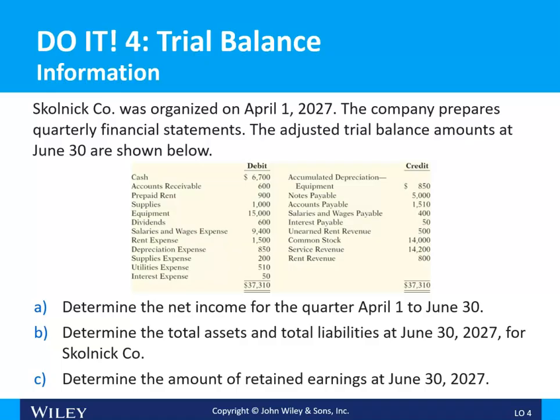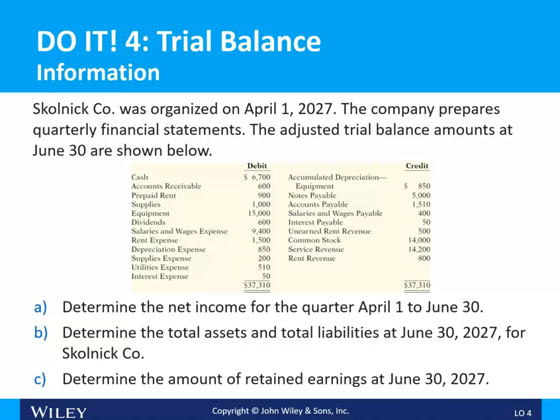All right, so determine the net income for the quarter, April 1st to June 30th. How do we determine net income? We take our revenues minus our expenses. So if we look at our adjusted trial balance, do we have any revenue accounts? We do. I see 2 of them there. We have service revenue and we have rent revenue. Okay, so 2 separate revenue streams. We have 2 separate accounts for those, so those are going to be on our income statement.